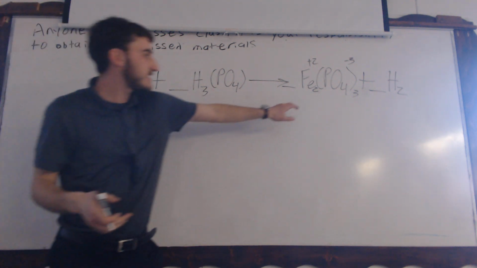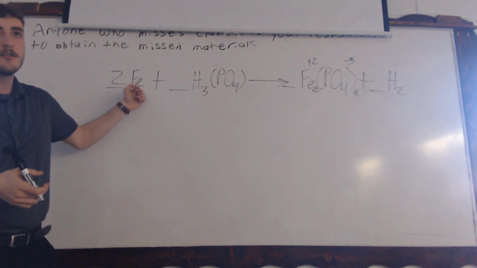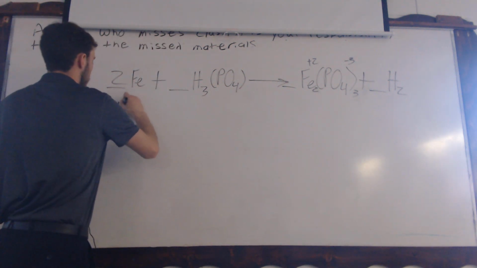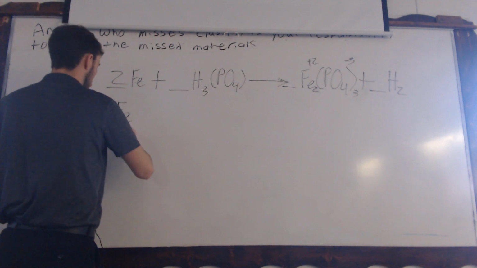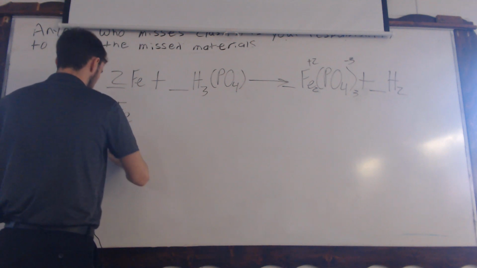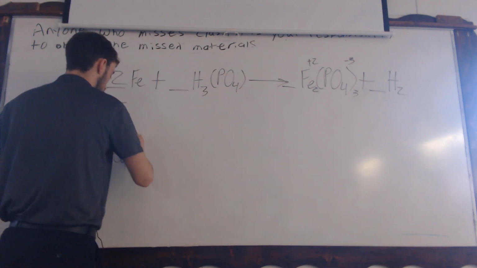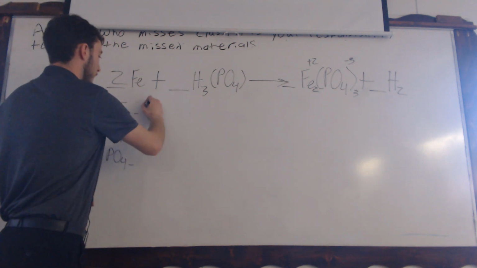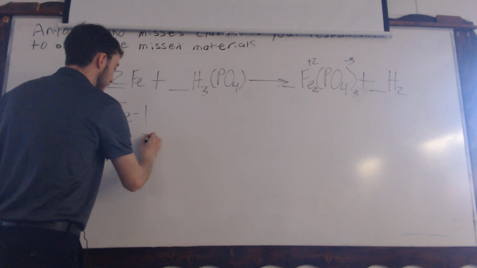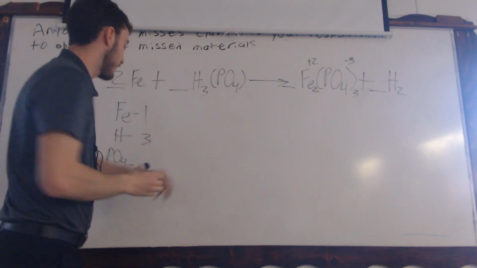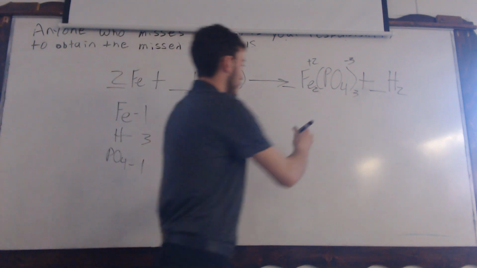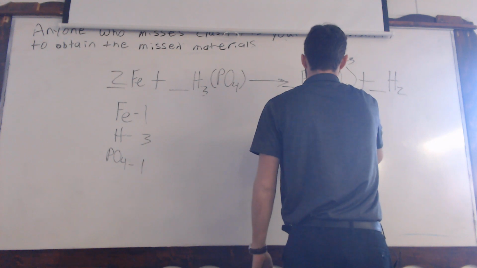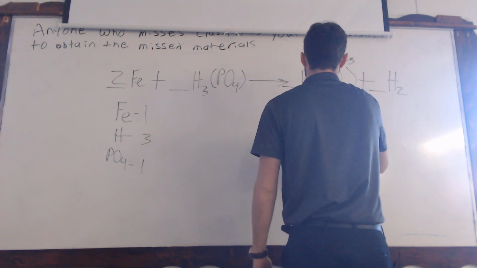So I start with my first element, and you can do this. This is another good way to learn it. I'd recommend it. H3PO4. So this is each one of my elements, right? And so I have one iron. I've got three hydrogen, and I've got one phosphorus. Over here, this is a good way to keep track of what elements you have.